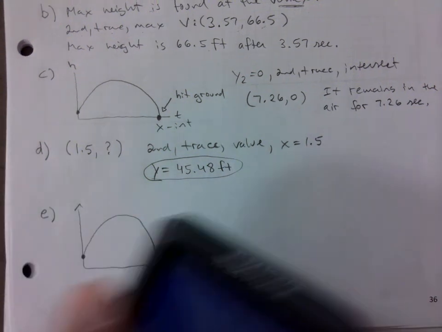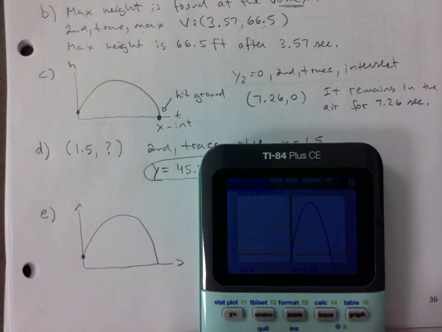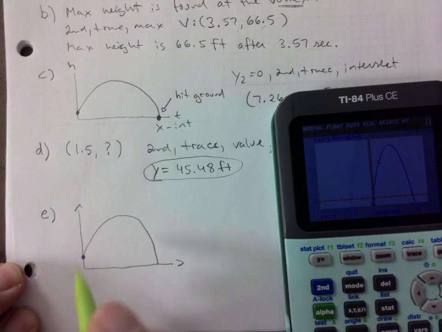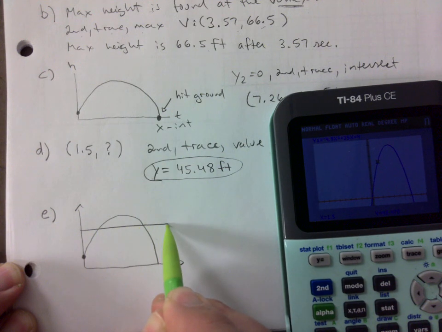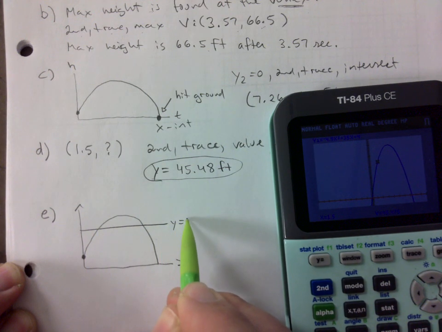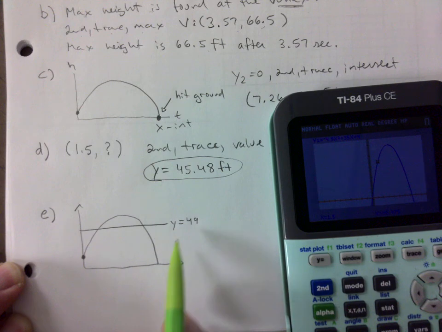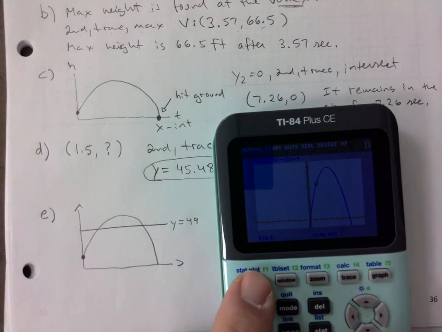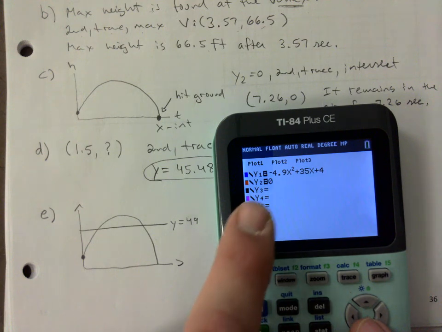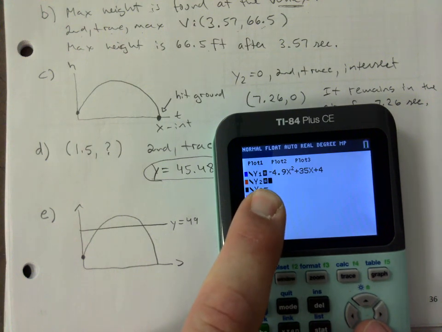So we want to know how much time was spent at 49 feet or above. This is what the question wants to know. We're going to draw a line called y is equal to 49. We're going to graph that. Let's go ahead and do that on our calculator. So we're going to go y2, change y2 to 49 in this case, not 0, and then hit graph.